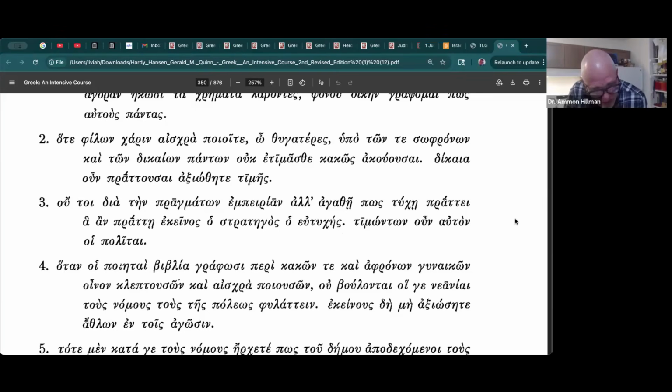Okay, so there's our temporal clause. Now we have to have a main clause somewhere. So the rest of this is going to include our main clause. So just look for your verb: hotugateres, hupoton tesofronon, kaiton dikaion panton. Nope, none of that. Etimaste. There it is. So just identify etimaste. What is that?